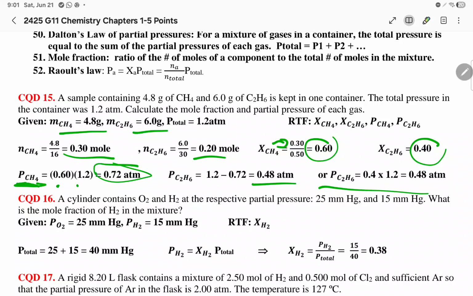Now, CQD 16 says a cylinder contains O2 and H2 at the respective partial pressures of 25 and 15. Now, what's the mole fraction of the H2 in the mixture? We're given two partial pressures. If we add them, we get total pressure. And the partial pressure equals the mole fraction times P total. So the mole fraction of H2 equals PH2 over P total. I'm just doing the exact thing that's written here. Do it, you get the mole fraction.